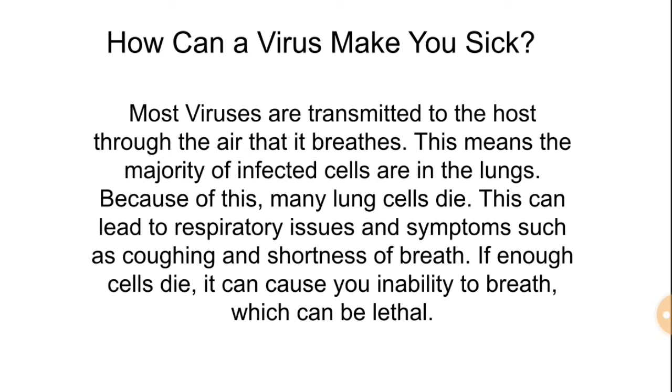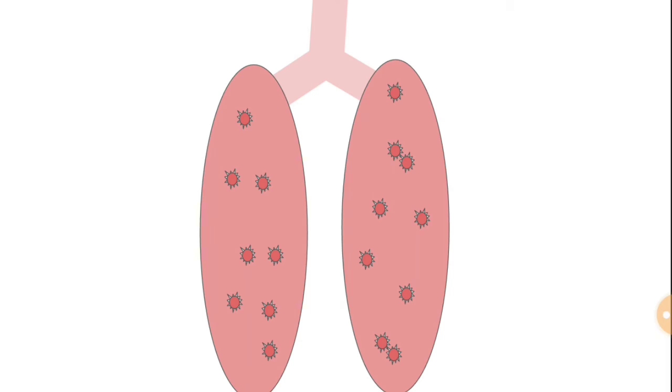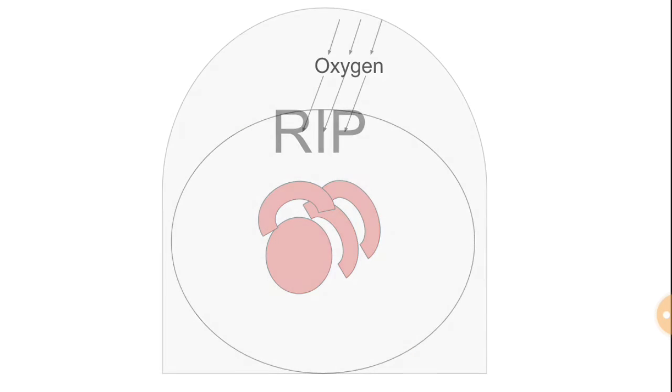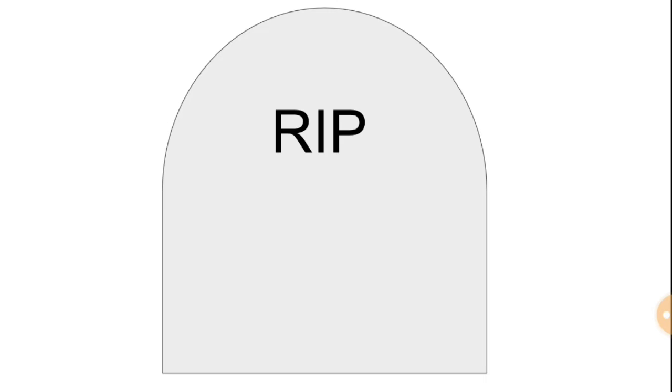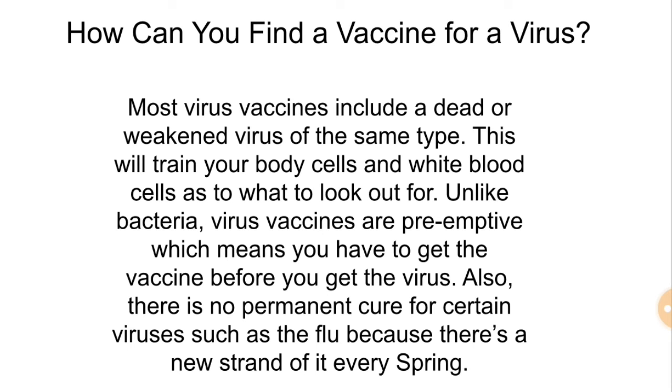How can a virus make you sick? Most viruses are transmitted by the host through the air that they breathe. This means the majority of infected cells are in the lungs. Because of this, many lung cells die. This can lead to respiratory issues and symptoms such as coughing and shortness of breath. If enough cells die, it can cause an inability to breathe, which can be lethal. So if enough of your lung cells get infected, they will die and you will not be able to breathe as easily as before.